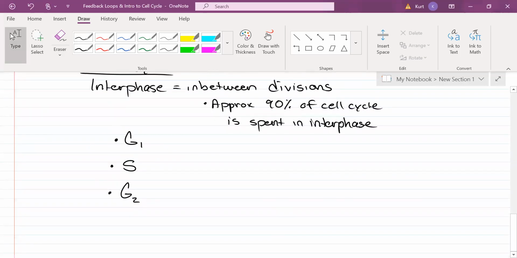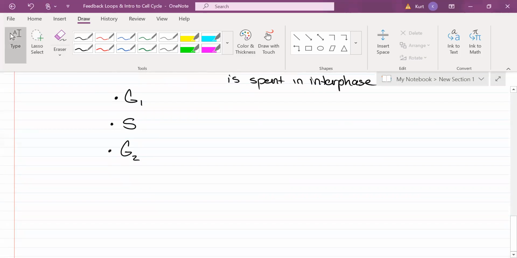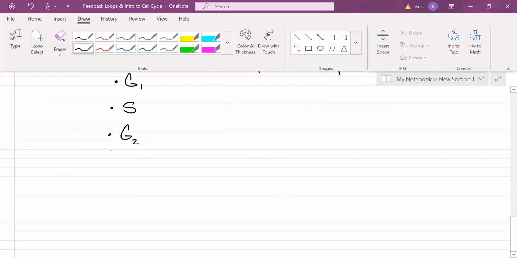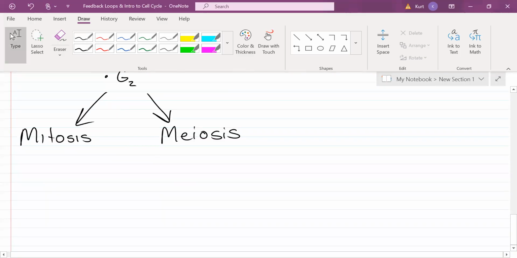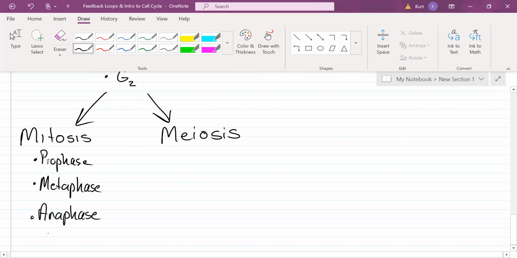Okay. Well, this is what mitosis and meiosis have in common. They both have interphase. But then you can go one of two ways. It just depends on the type of cell you have. You can either go through mitosis, or you could go through meiosis. In mitosis, you're going to have prophase, metaphase, anaphase, and telophase. And again, I'll get into what is happening in all these stages tomorrow. These are terms that you'll need to know.